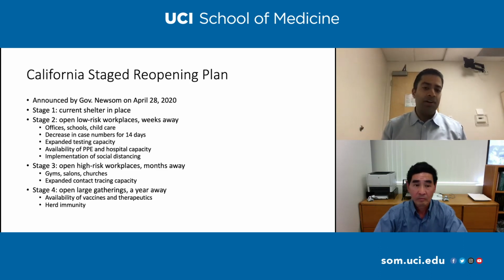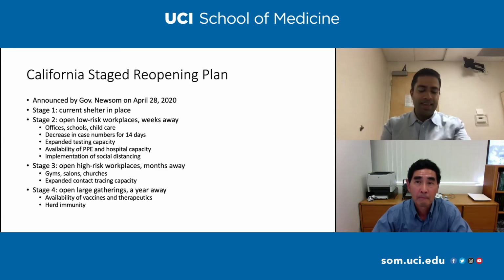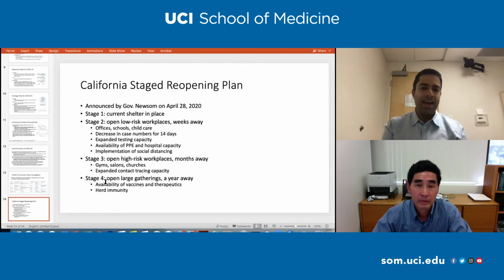And stage 4, which we're probably a year away from, is large gatherings. These are like concerts and sporting events. And just the risk of putting 10,000 people in one place, I don't think we would do that until we either get to herd immunity or we get a vaccine that works. And so, that's what I have.